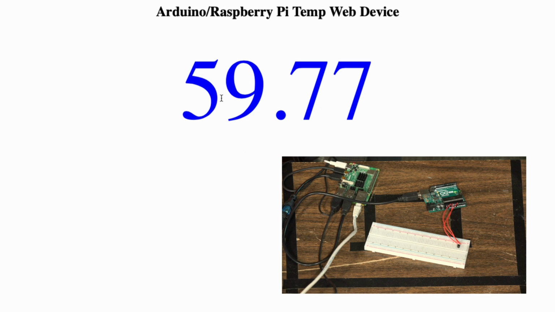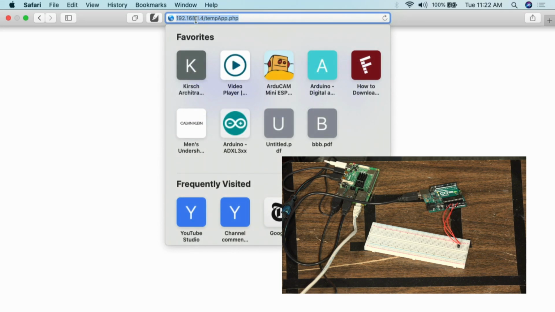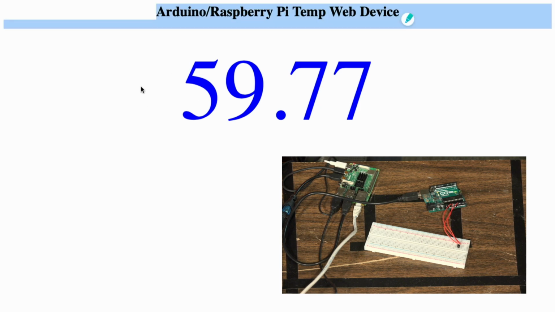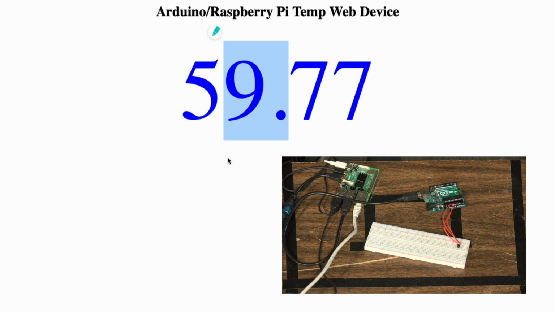So basically, I'm on my demonstration computer, and on the demonstration computer, I've gone to 192.168.1.4. That is the IP address of this Raspberry Pi, and I have this Temp App PHP script sitting in the var www HTML folder so that we can take a look at it. When we're looking at this web page, I'm just printing out a title at the top to say what this particular project is, and then right here, this is what we're showing for what the temperature is. Every 5 seconds, this page will auto refresh.